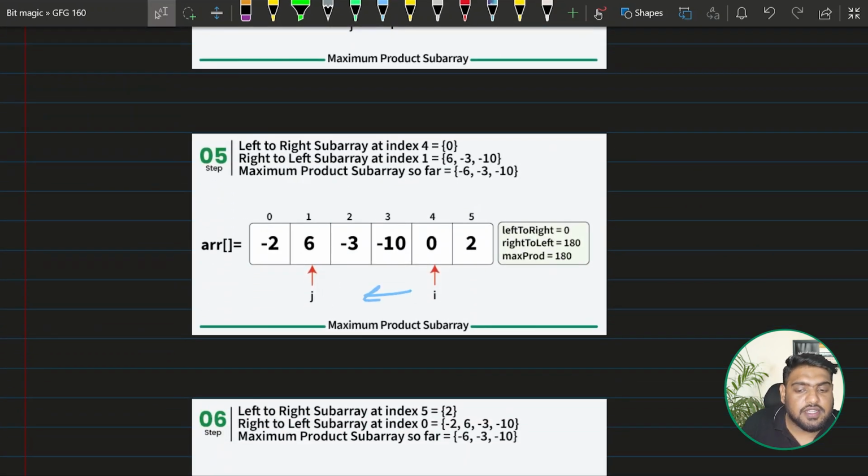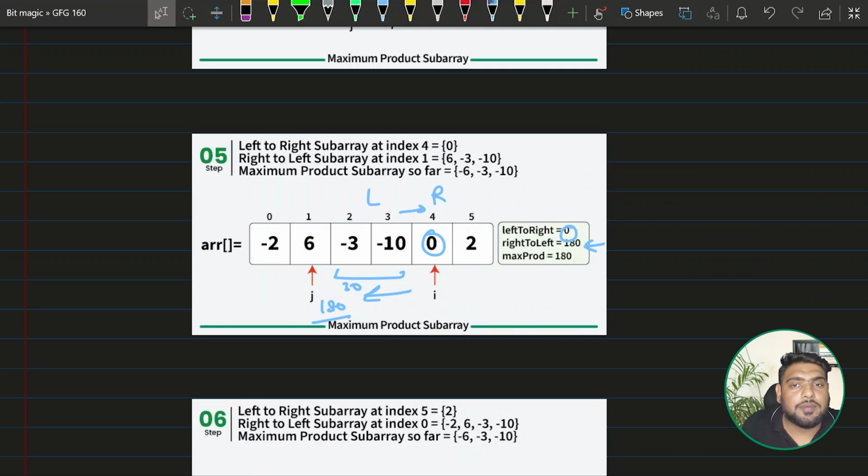In this direction, my j is working. I had 30 multiplied with 6. Okay, I got 180, a positive big value, which is kept here. Now, once I include 0 here, in this direction, left to right, what will happen?